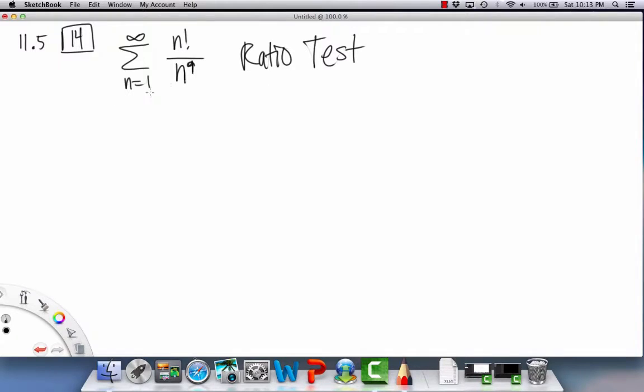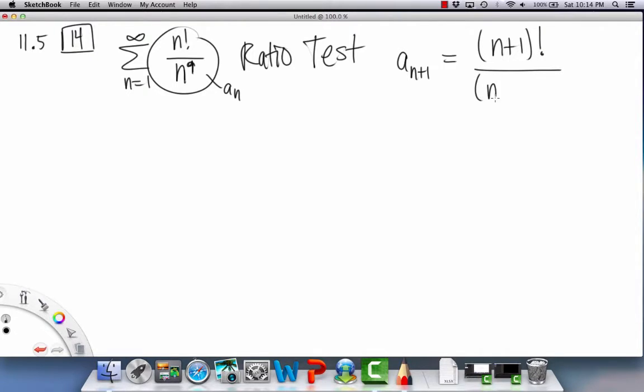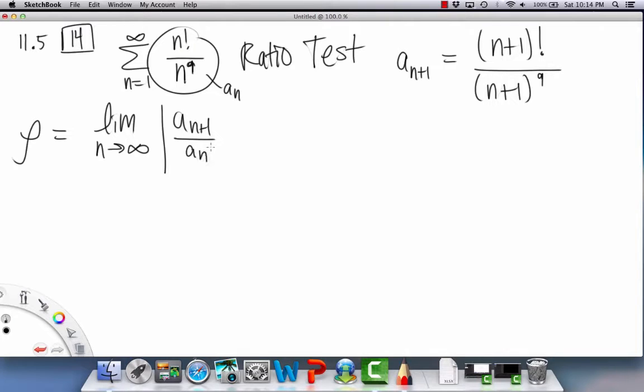Okay, so for here, this is our a sub n. And our a sub n plus 1 is, if we plug in n plus 1 everywhere, (n plus 1) factorial over (n plus 1) to the ninth. Okay, so we're going to use rho, remember the fancy p, and we have the limit as n goes to infinity of a sub n plus 1 over a sub n.